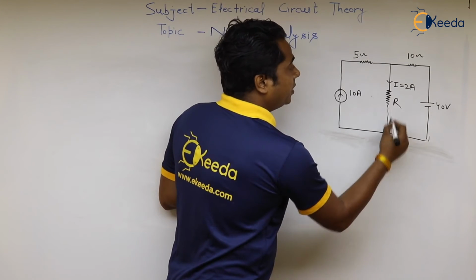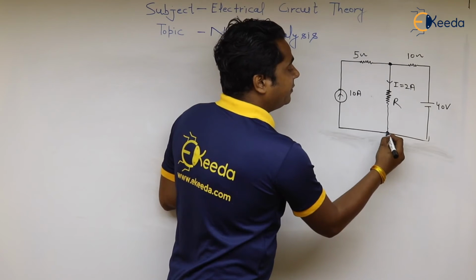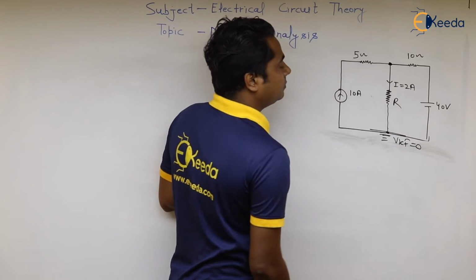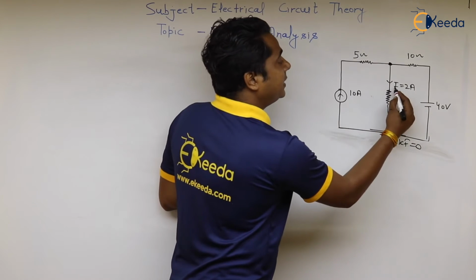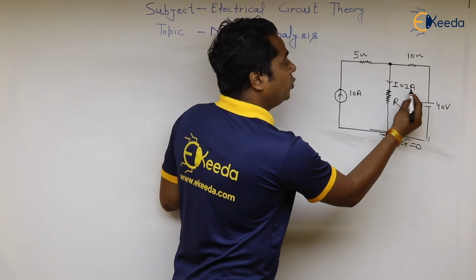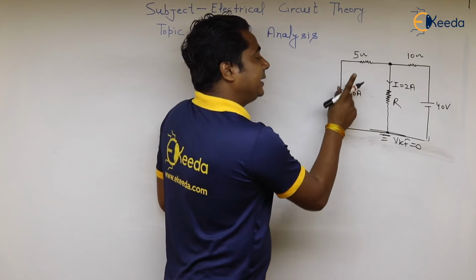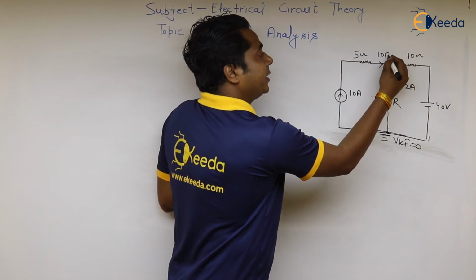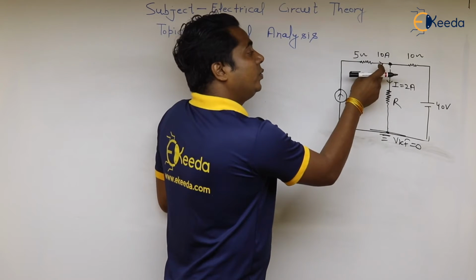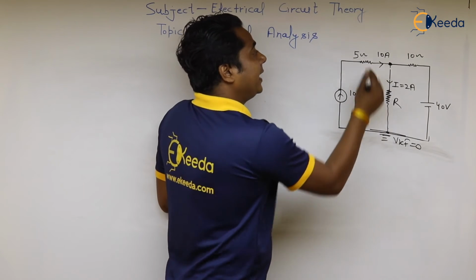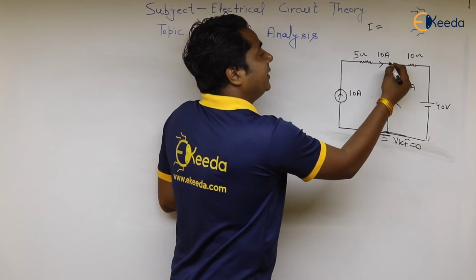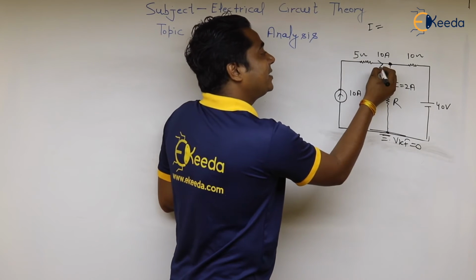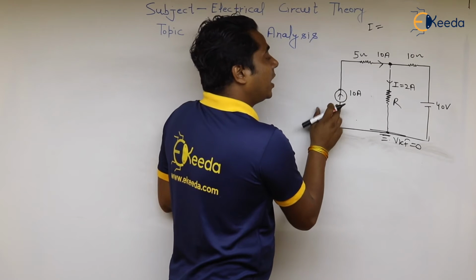This is your two principal nodes, and one will be taken as the reference node. And this direction is I equal to 2 ampere. And see guys, here this is given as 10 ampere, so you do not need to write I is equal to V1 minus 0 upon something, because directly it has been given as 10 ampere, and this is your current source.